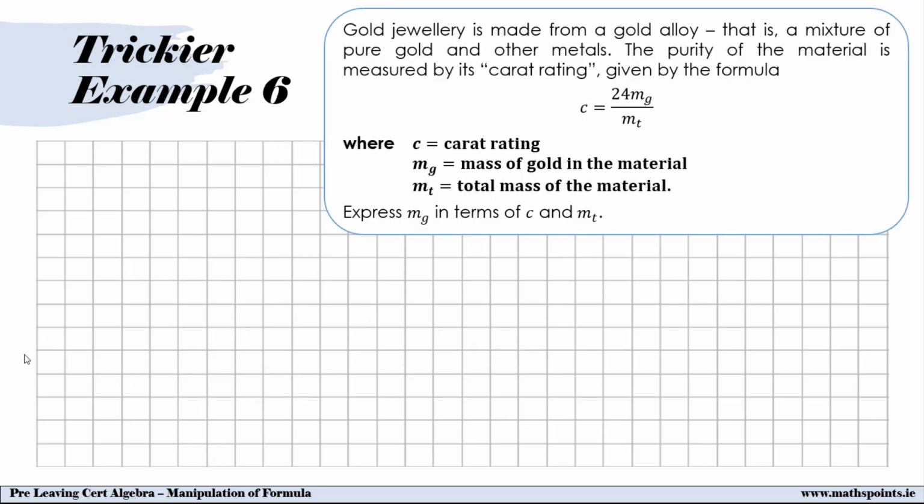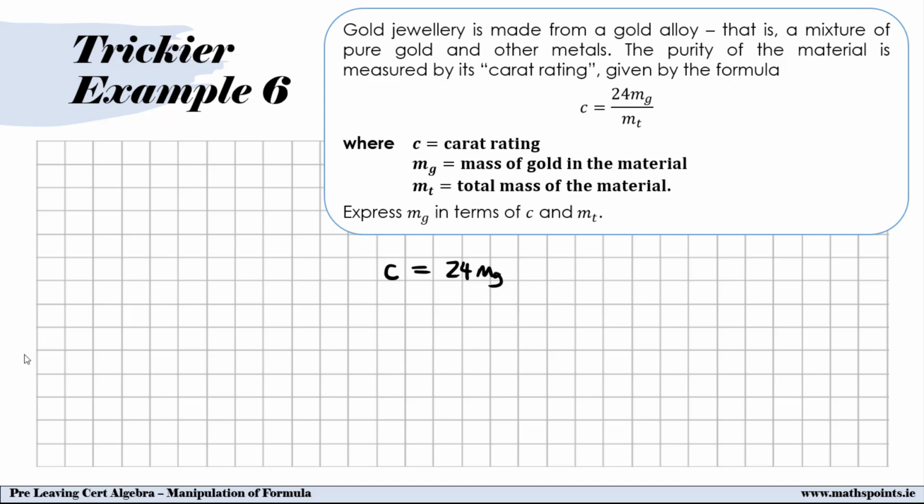So the wording of example 6 is quite tricky, but the maths on this first part of the question is quite easy. Let's read through the question. So we have gold jewellery is made from a gold alloy. That is a mixture of pure gold and other metals. The purity of the material is measured by its carat rating given by the following formula. So the carat rating of gold is 24 times m and then a little g. Those little letters are called subscripts.